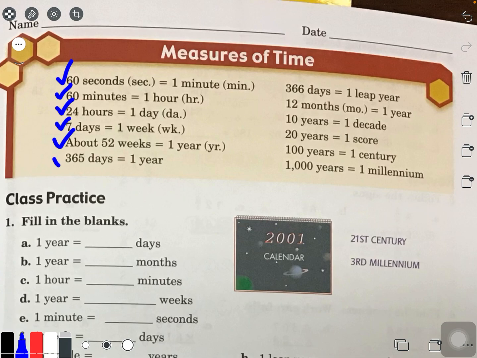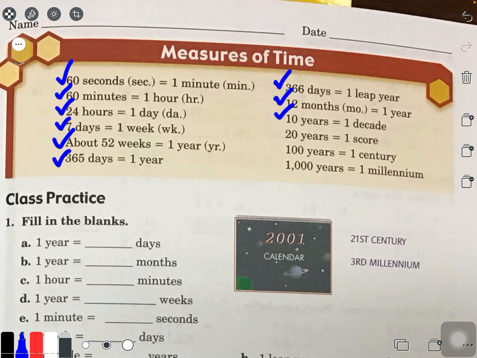1 year is also 365 days. Okay, that's a lot of days. One leap year, which happened this year in 2020, is 366 days. 1 year equals 12 months, and I'm going to go over them. January, February, March, April, May, June, July, August, September, October, November, December.